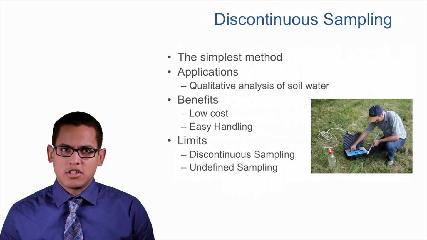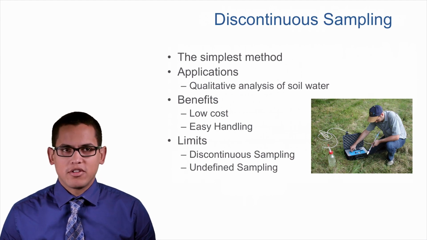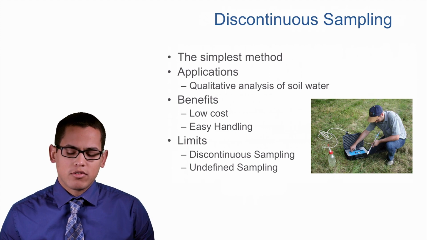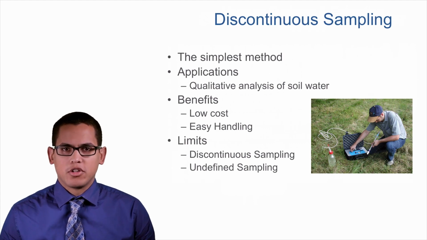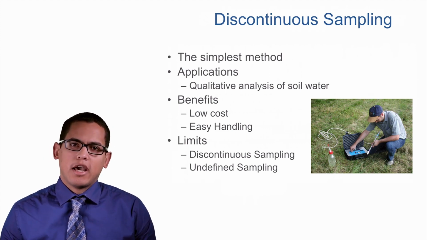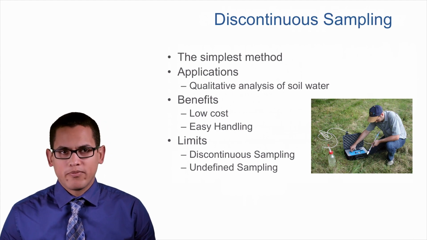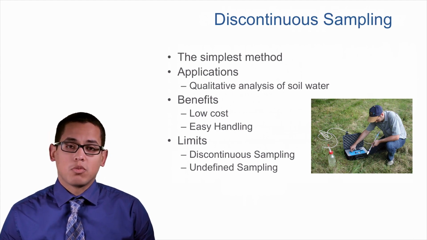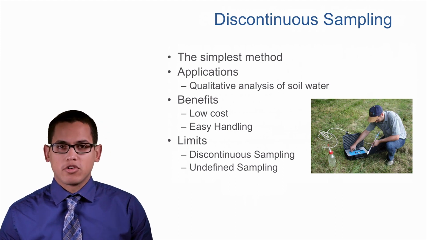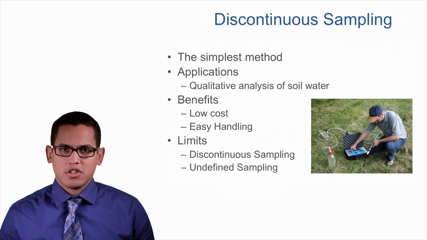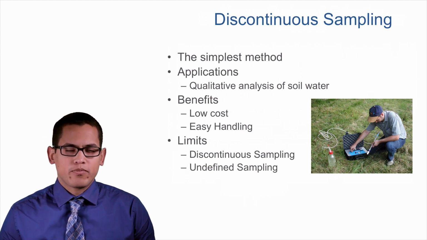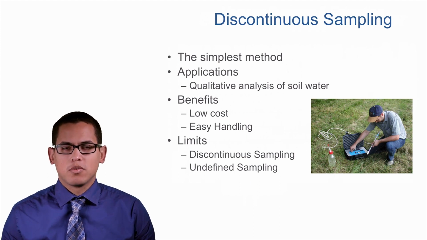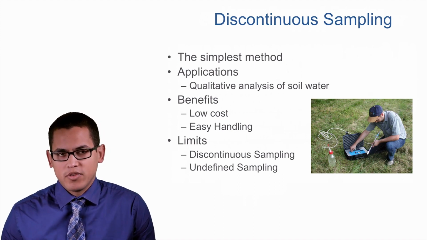With discontinuous sampling, it's by far the simplest method. You would just come out maybe once a week or maybe after an irrigation event, depending on your project, apply a vacuum to the bottle and just walk away and come back maybe 12 to 24 hours later, depending on how wet the soil is, to collect your sample. The applications of this are your typical qualitative analysis of soil water. And the benefits of the discontinuous sampling approach are low cost and easy handling.